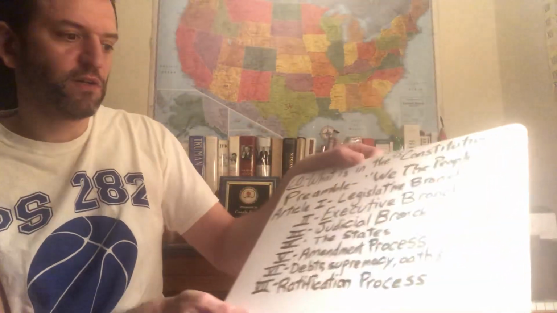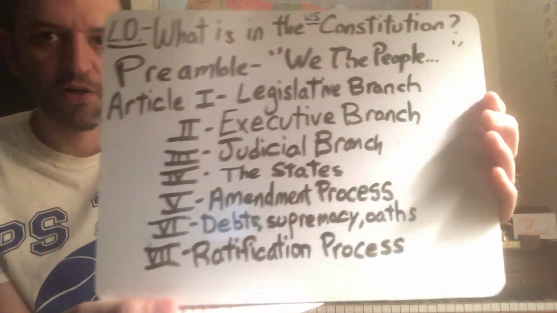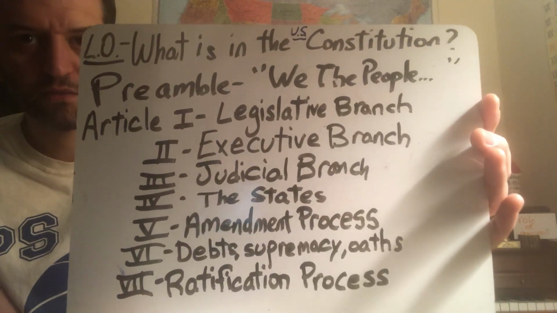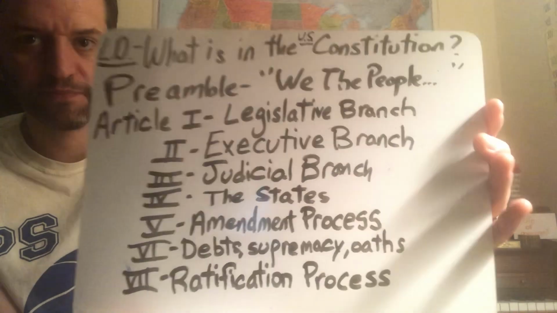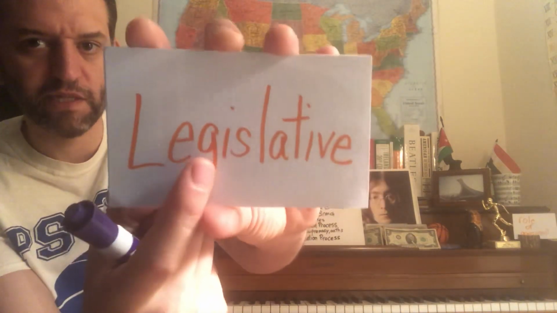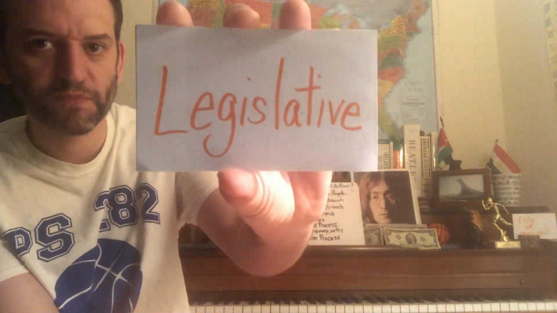The first 3 articles deal with the federal government. So, Article 1 creates the legislative branch. Legislative means lawmaking. Legis, like the word legal. So they make laws. Legislative. And we already discussed this, but a lot of this is review.